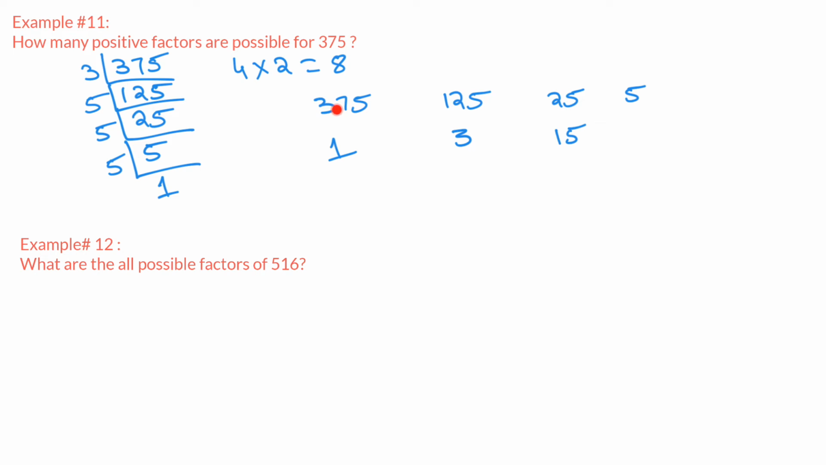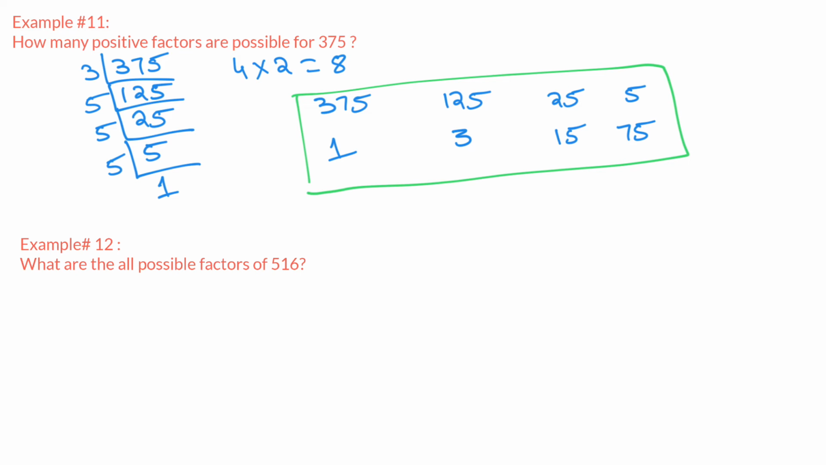Likewise, if 375 is exactly divisible by 5, then 375 divided by 5 is 5 multiplied by 5 multiplied by 3. That value is 75. 75 is also a factor. These 8 are the possible factors of the given number 375.